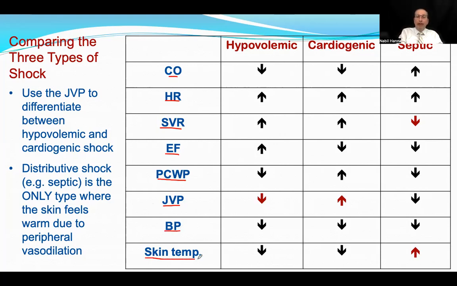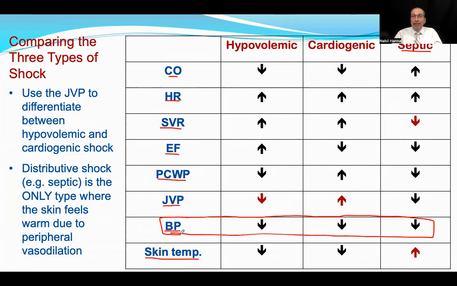To begin with, what's common among the three types of shock: hypovolemic, cardiogenic, and distributive, and we're taking septic shock as one example of distributive shock. What's common among all three types of shock is the low blood pressure. So this is not going to help you. The blood pressure is not going to tell you the type of shock.